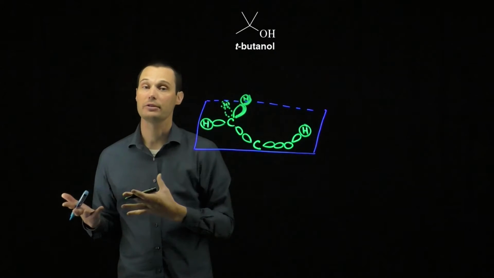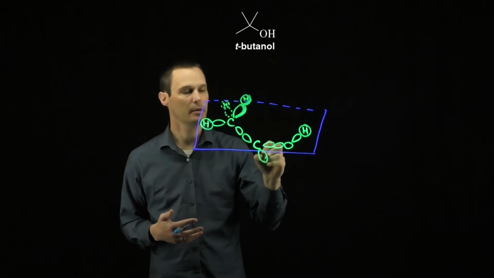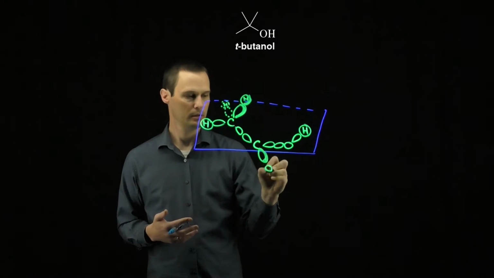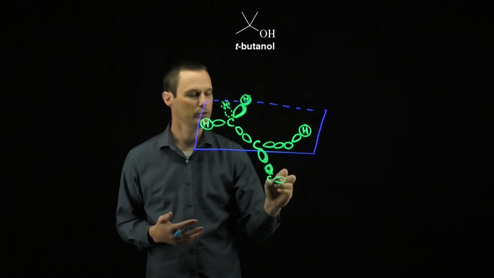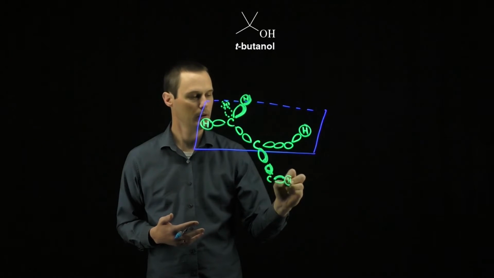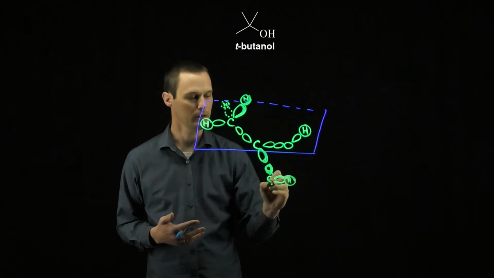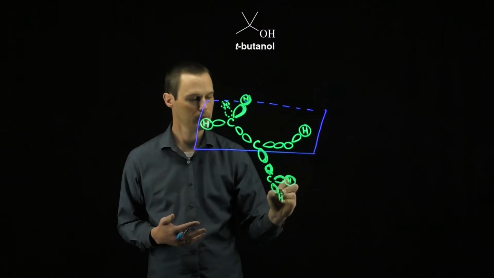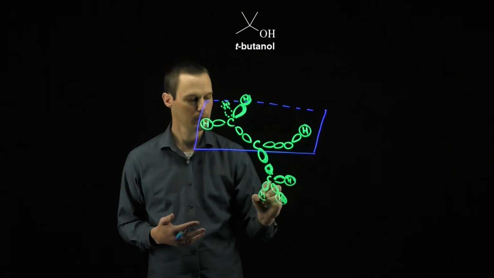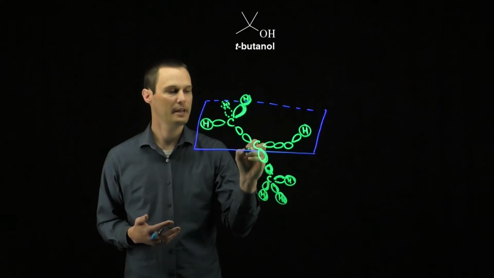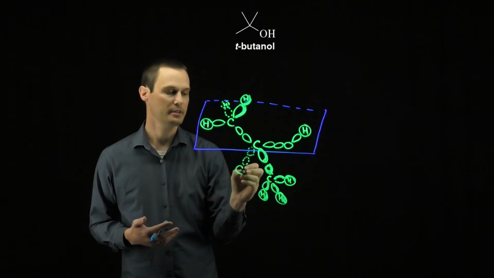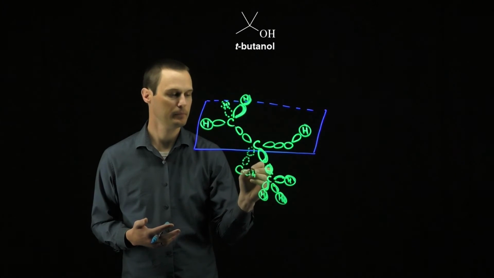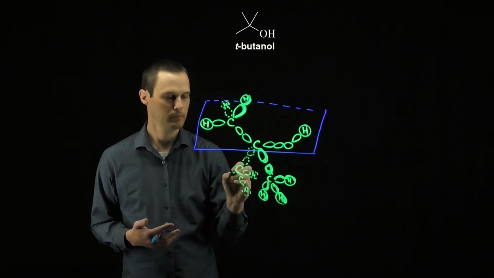This carbon here is still attached to two other carbons. One of those carbons is sticking up above the plane, and this carbon is attached to three hydrogens. All of this is occurring above the plane of the screen. This carbon is also attached to a carbon below the plane, and this carbon itself is attached to three hydrogens, all of which are below the plane of the screen.